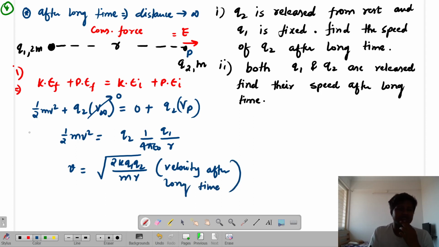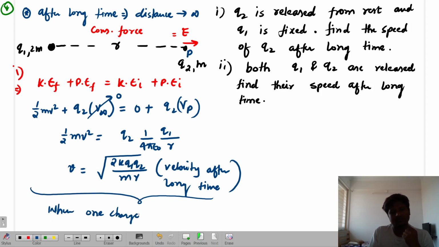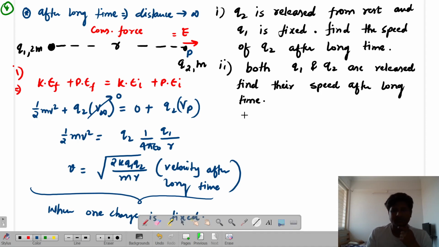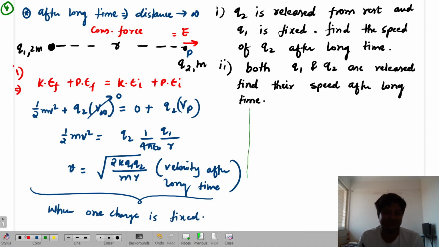But this is when one charge is fixed. What happens when both the charges are moving? Tell me what will be the answer. Imagine what will happen if both charges start to move. Any idea to do that? We can't use the same.